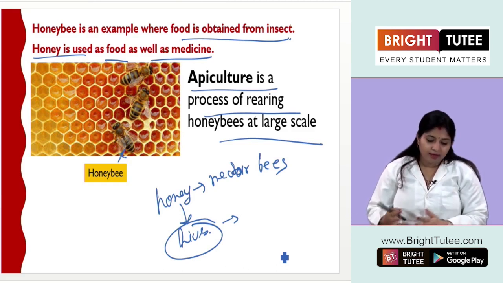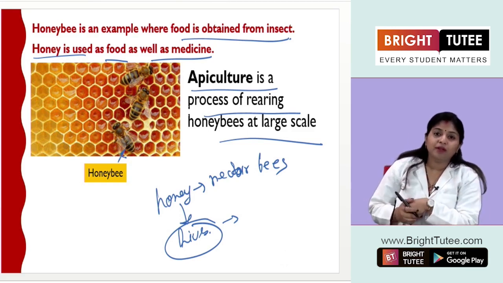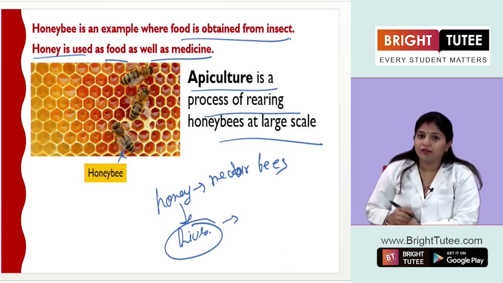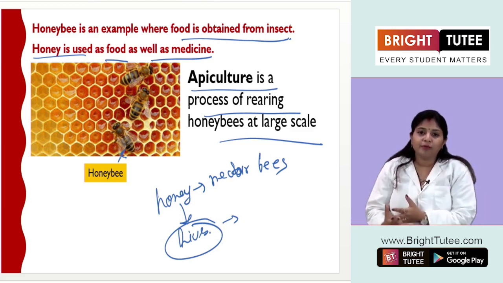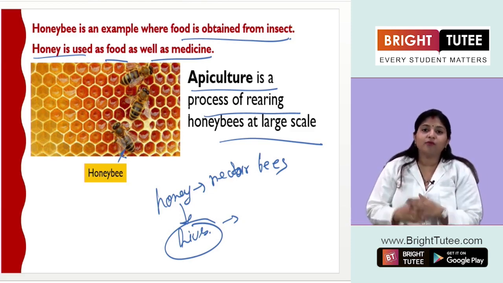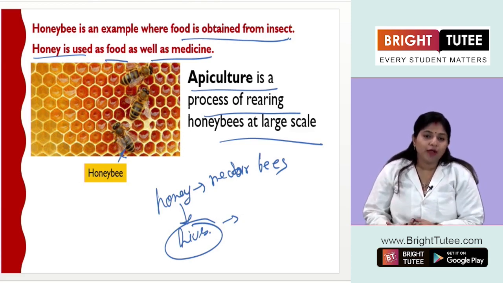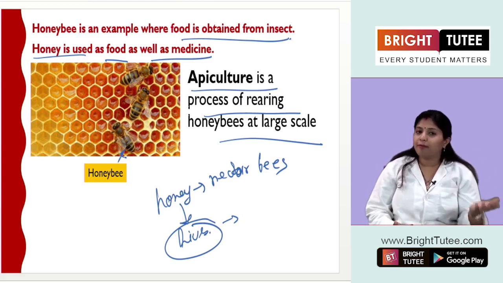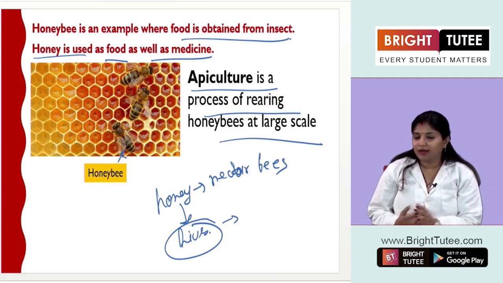So this is the example where the people are dependent on the insects for their food needs. So in this way we saw how animal products and plant products serve as food, and what are the different kinds of animals that we use for different varieties of food, and what are the different parts of a particular plant that we are eating as food. I hope you were able to understand this concept.